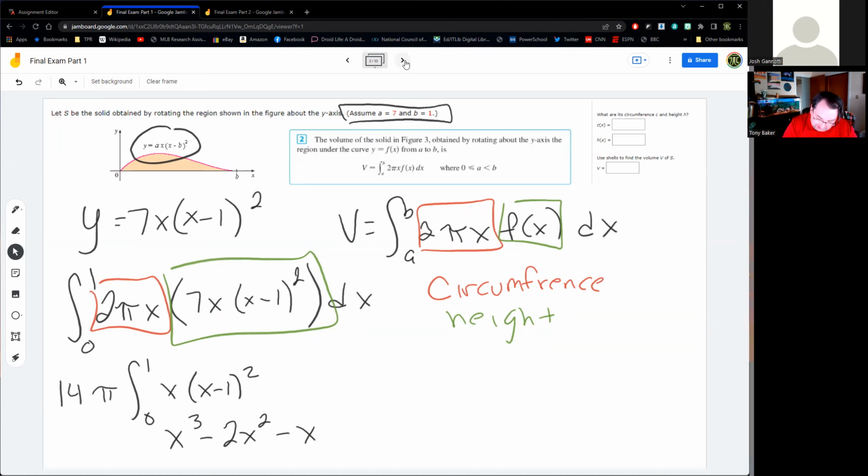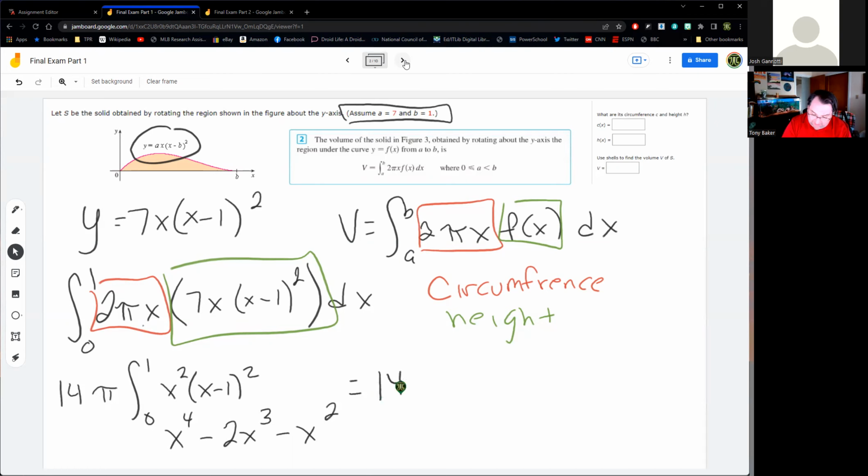I missed one of the x's. I'm like, wait, my angle's wrong. 4, 3, 2. I forgot the x in the circumference. All right, so we're going to do my integration for this one.